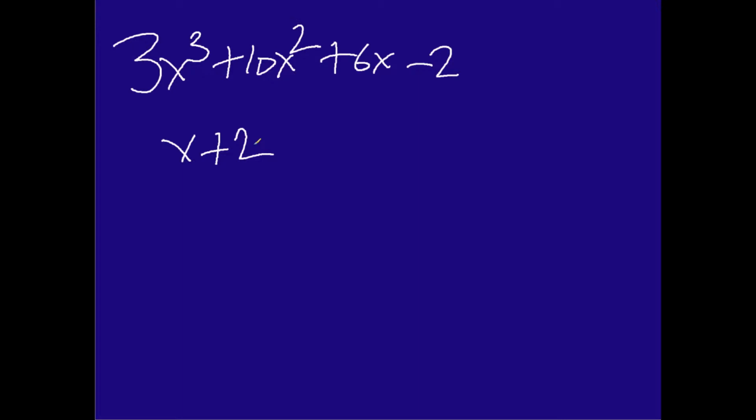There are several things that you have to do in order to have success with this. As I already mentioned, x plus 2 is my divisor. In other words, if we were doing long division, this would be the number outside the box, while 3x cubed plus 10x squared plus 6x minus 2 will be my dividend. This would be the thing that would go inside the box if we were doing long division.